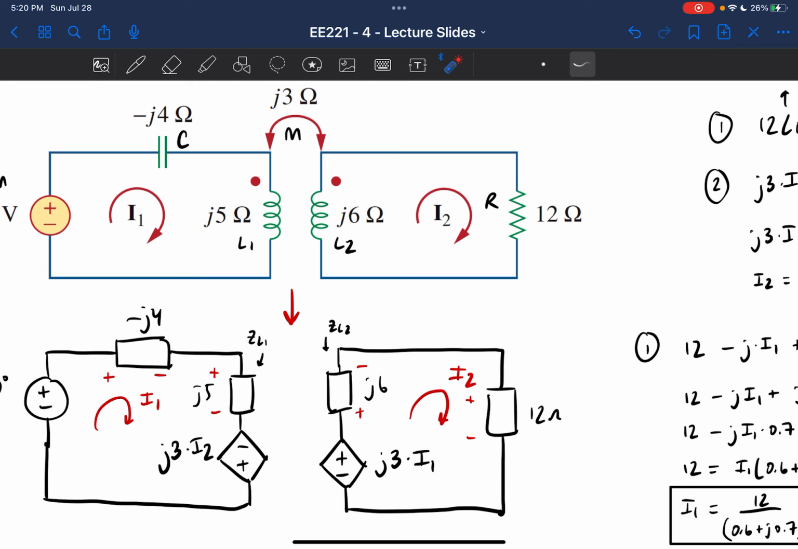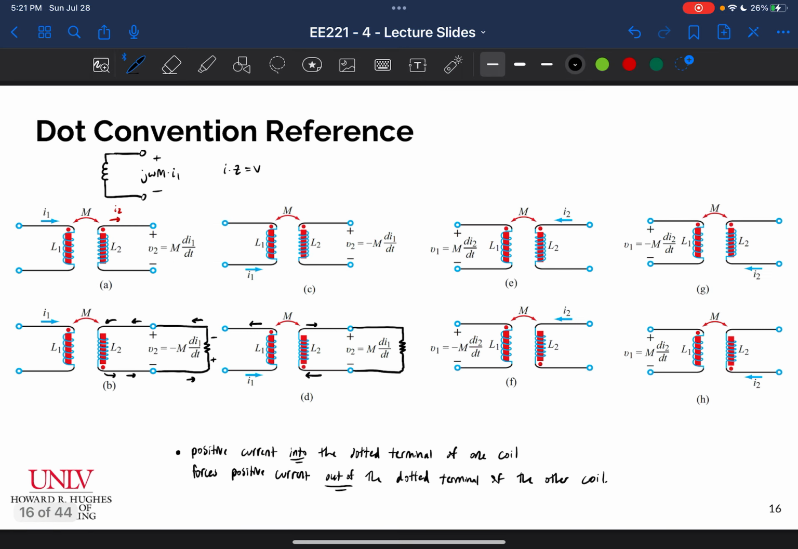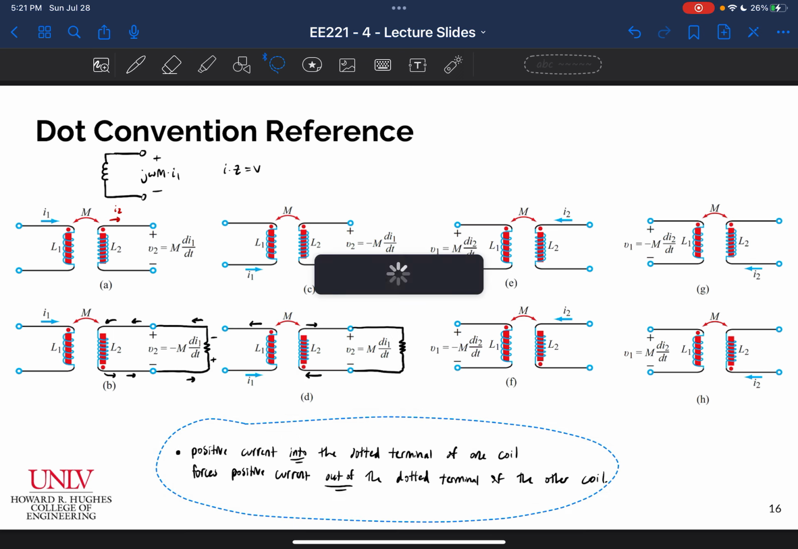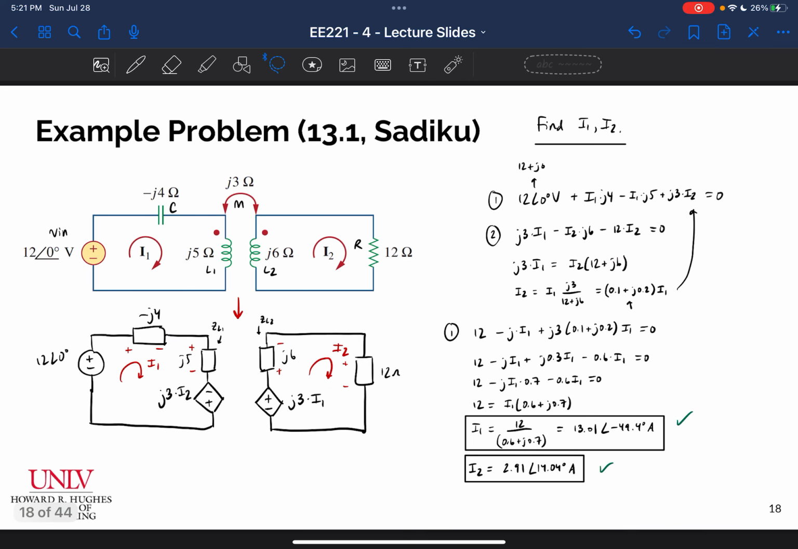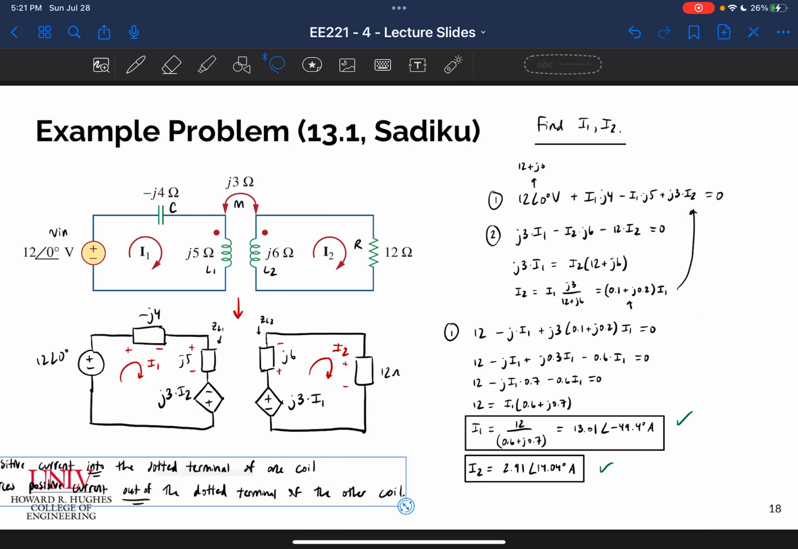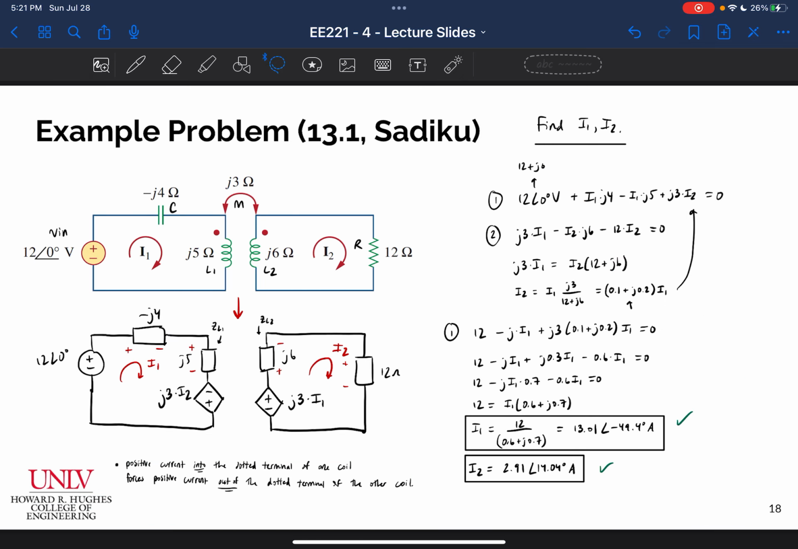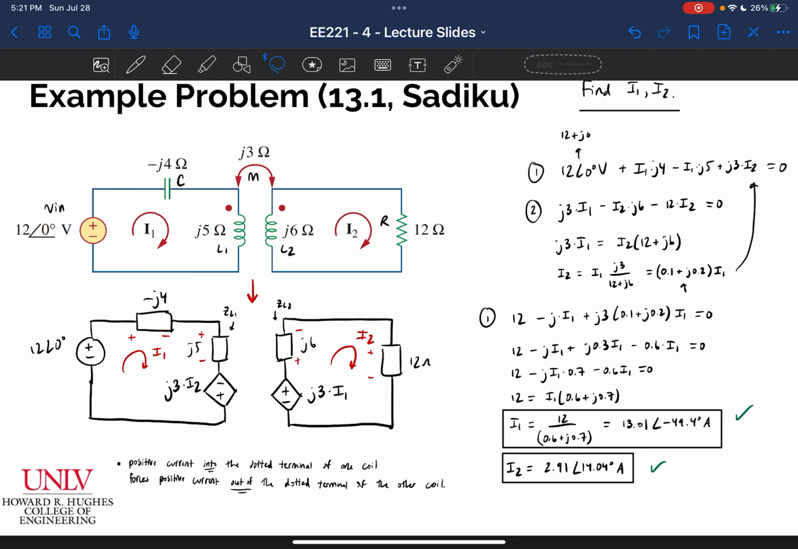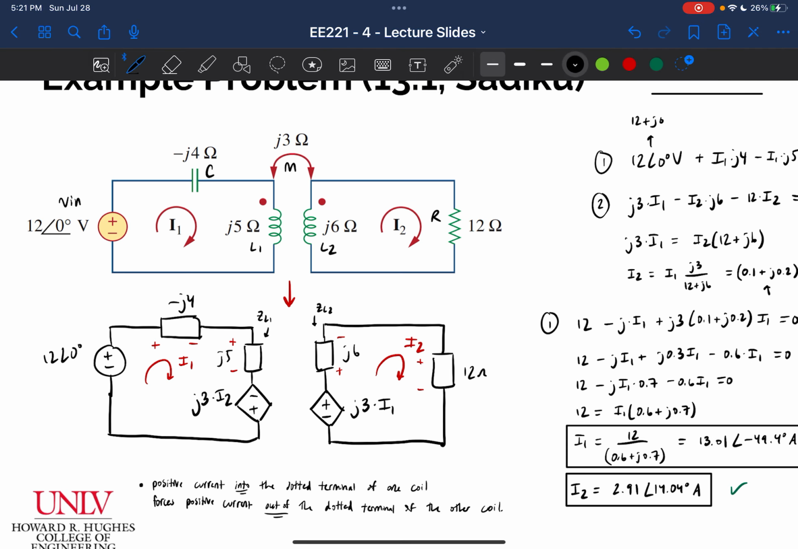And so what we did was we basically said, okay, from the dot convention, I know this. Let me grab this and copy it for us. From the dot convention, let's just shrink this. I know that positive current into the dotted terminal of one coil, hence this current I1, flowing into this dotted terminal of the first coil, is going to force a positive current out of the dotted terminal of the other coil.